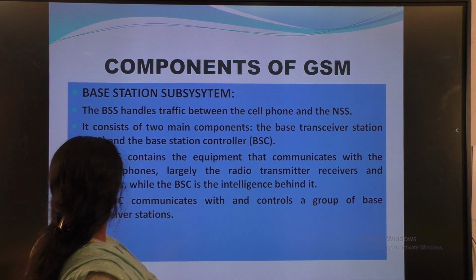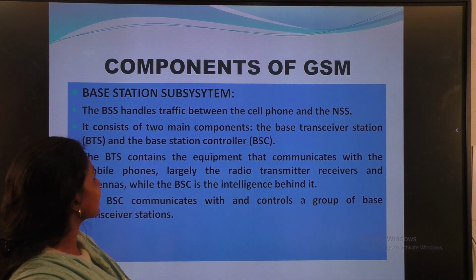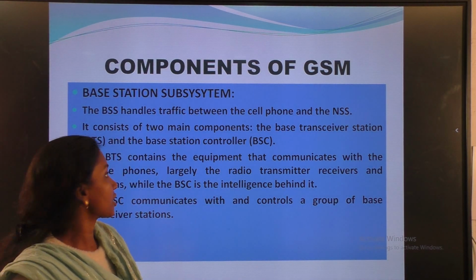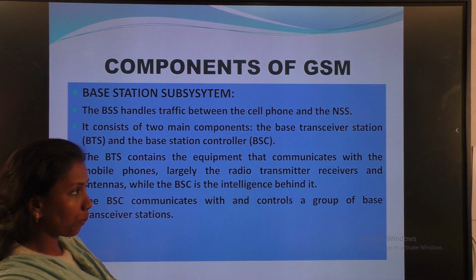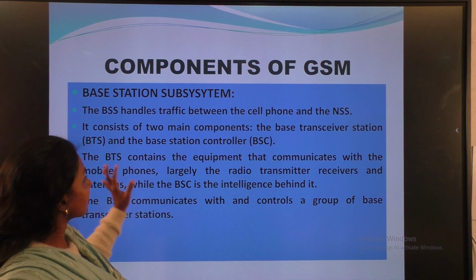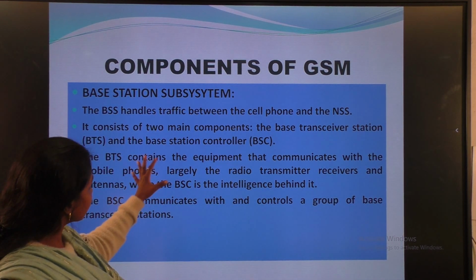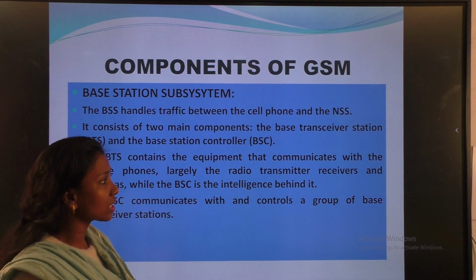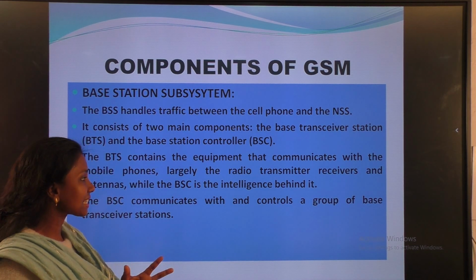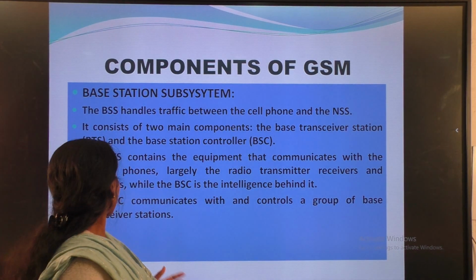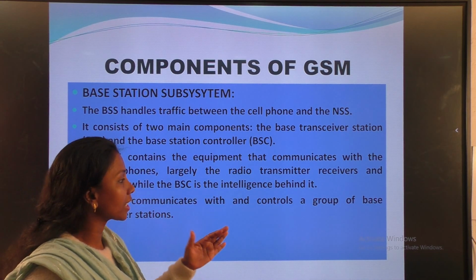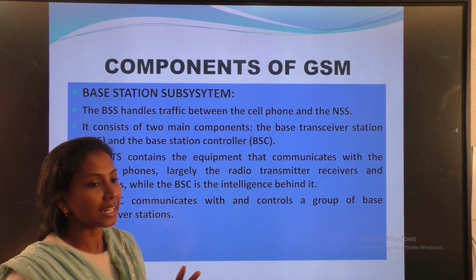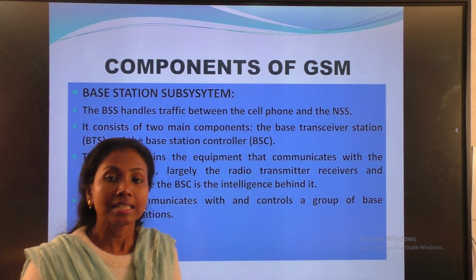Next, come to your base station subsystem. So the BSS handles the traffic between the cell phone and your network subsystem, and it consists of two parts that we see, the BTS and your base station controller, and it contains the equipment that communicates with the mobile phones, largely the radio transmitter, receiver and antennas, while the BSC is the intelligence behind it. And the BSC communicates with and controls a group of base transceiver stations. Means a single BSC is connected with a number of base transceiver stations.